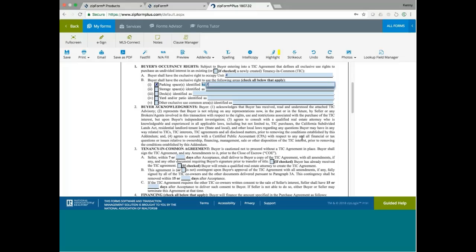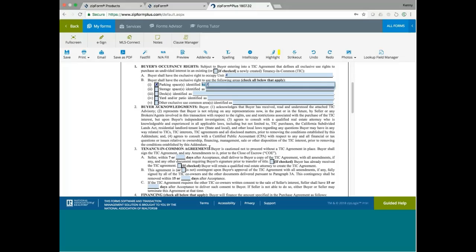Okay. Number 4, agrees to consult with a certified public accountant with respect to any and all financial or tax questions or issues related to ownership, financing, management, sale, or other disposition of the TIC interest prior to removing the conditions established by this amendment. Again, basically saying to the buyer that we're really not expert, so you should consult a CPA. In fact, that's what a buyer should do anyway.